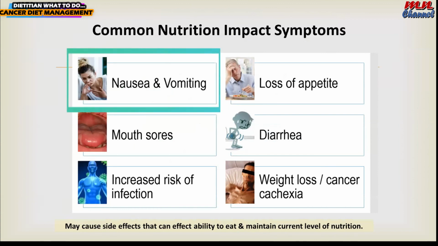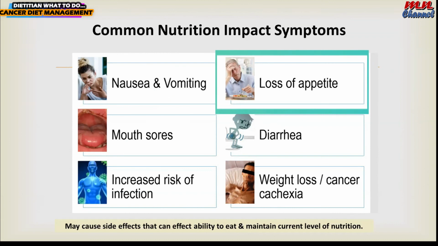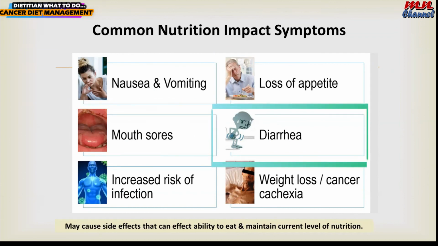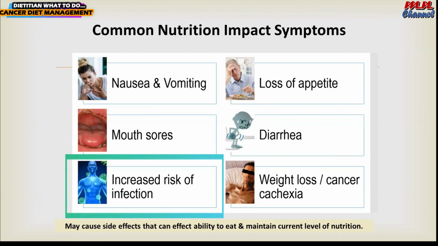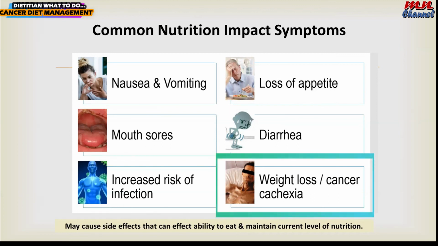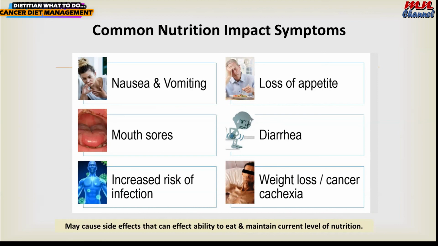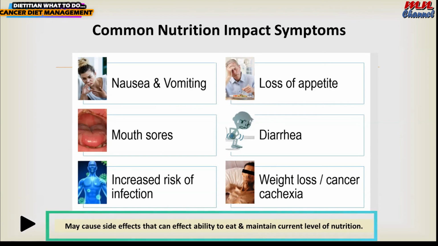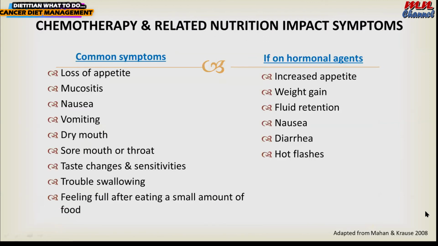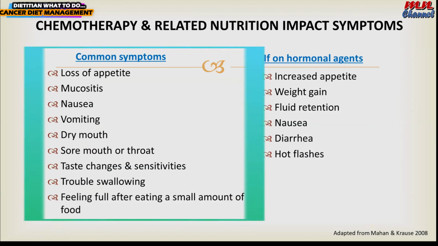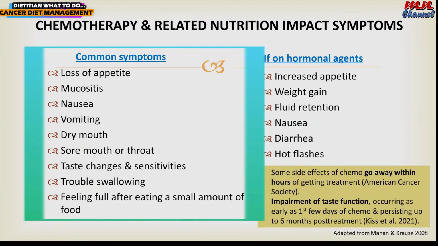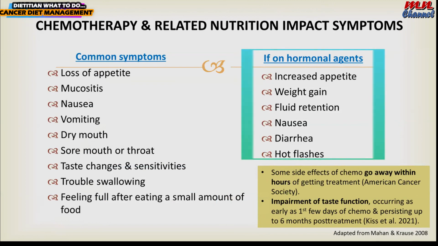Vomiting, not wanting to eat, nausea, reduced appetite, mouth sore, diarrhea, increased risk of infection or neutropenia, weight loss or cancer cachexia. So these side effects can affect the ability to eat and maintain the current level of nutrition. For chemotherapy, the most common side effects are nausea, vomiting, loss of appetite, altered taste, altered smell, okay? And if the patient is on a hormonal agent, usually the patient has increased appetite, weight gain, or fluid retention.